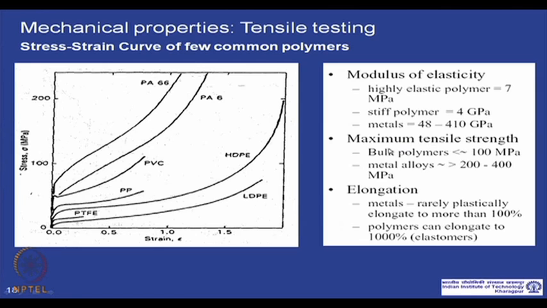Tensile strength for bulk polymers is less than about 100 MPa, whereas metals and alloys are quite high. And elongation is where polymers win over metals. Typically, polymers elongate much more than metals.